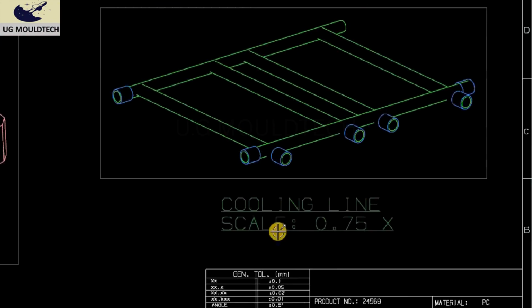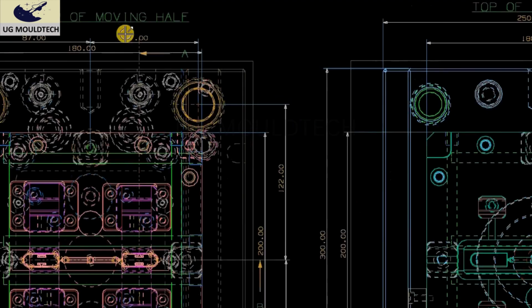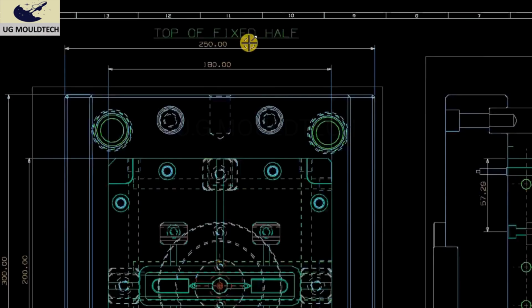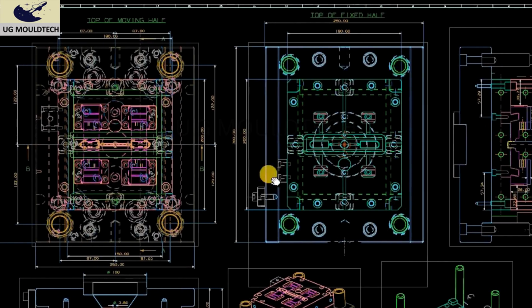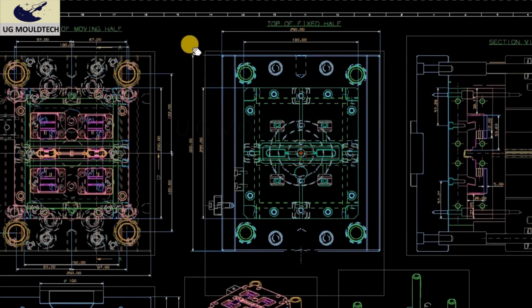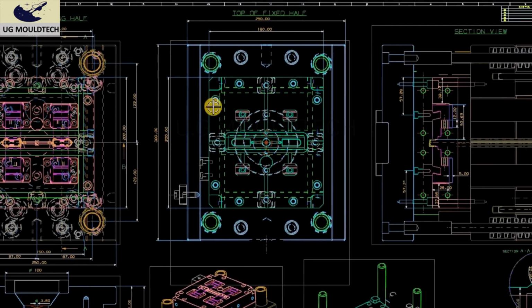The next step, friends, is to identify the different views. This is the top of the moving half, and the second is the top of the fixed half. You know already there are two halves. First is the fixed half and then the other is the moving half. The fixed half is with the injection unit. You should identify all the views in the drawing.